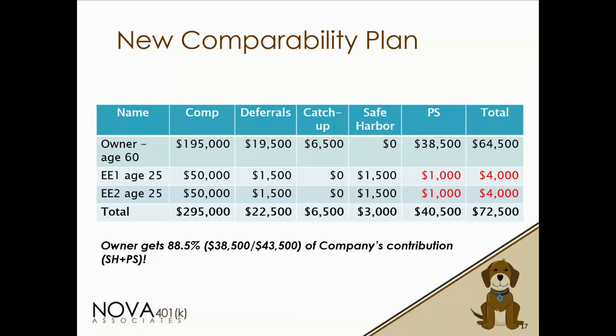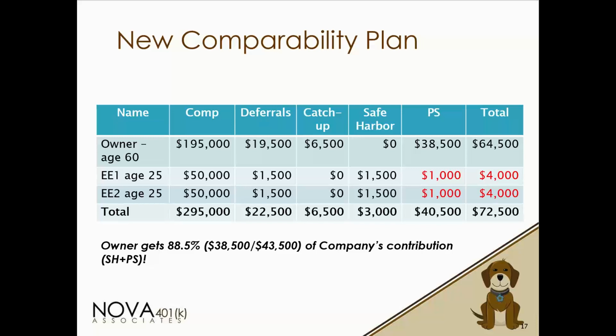So here we have our first example of a new comparability plan. You can hear sometimes people refer to them as new comp plans. So we have the same data. We have the same owner, age 60. We have two employees, same two employees making $50,000. We have the same deferrals. We have the same safe harbor, $1,500 to each employee. And then we are making a $38,500 profit sharing contribution to the owner.